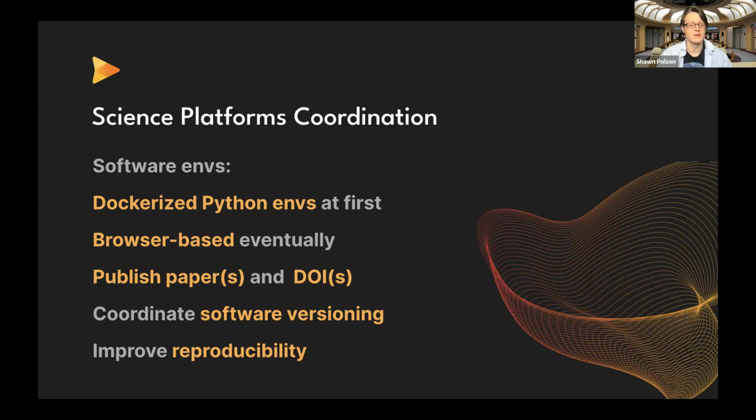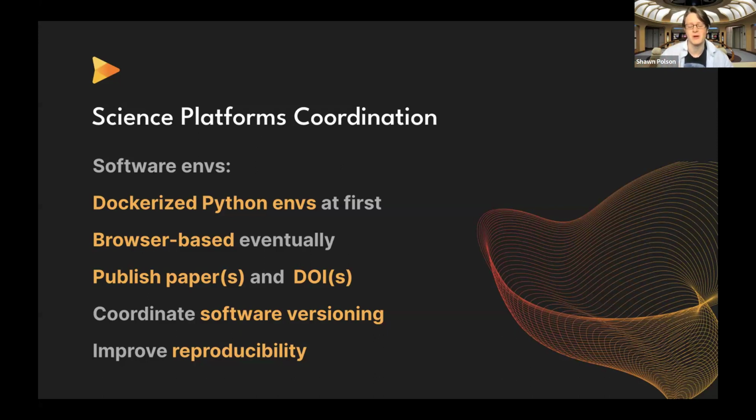One of our first output goals is to publish a paper on any environments that we create and get DOIs for them to make them easily citable. I'm saying environments plural because we're not so naive as to think that we can make one environment that fits every single scientist's needs. So we're expecting a few different flavors of this to fit different kinds of development needs. But just having this in general would help coordinate lots of the software things that we talk about all the time, like versioning and package dependencies, and it would improve reproducibility.